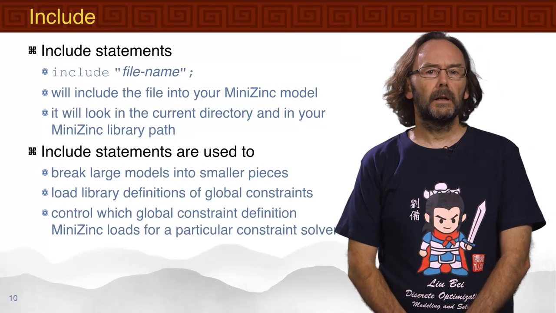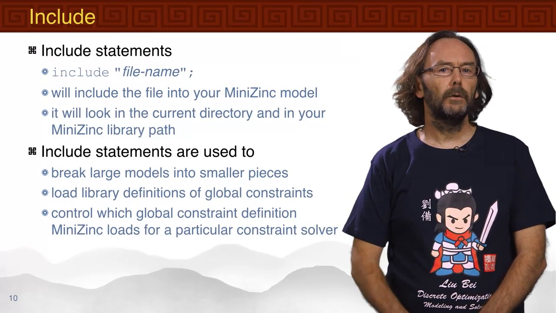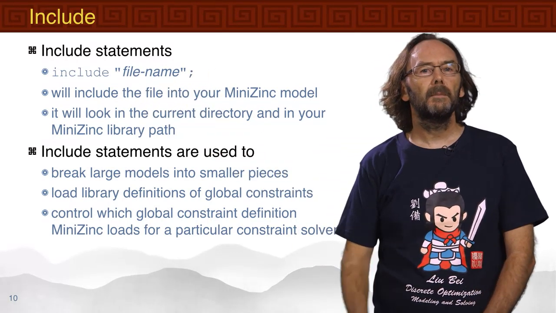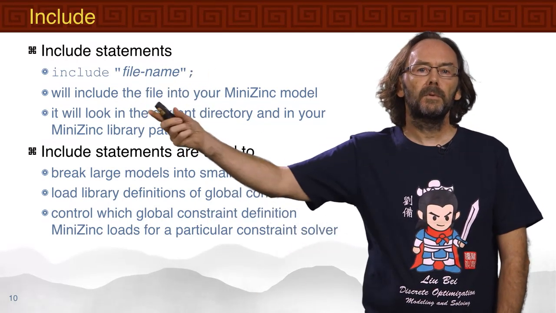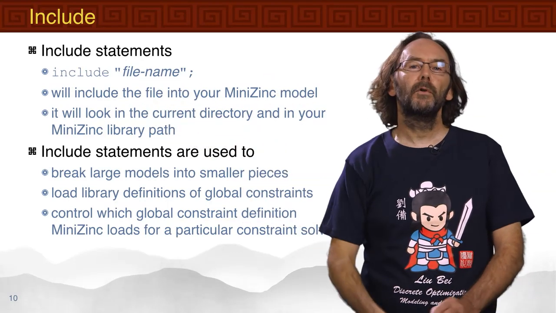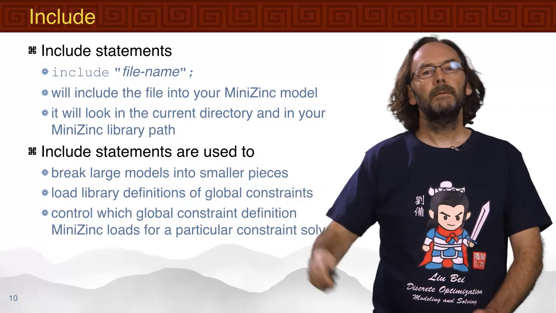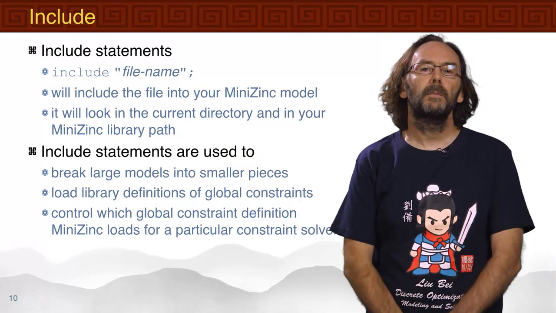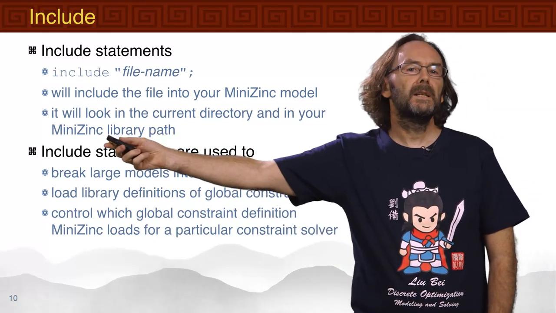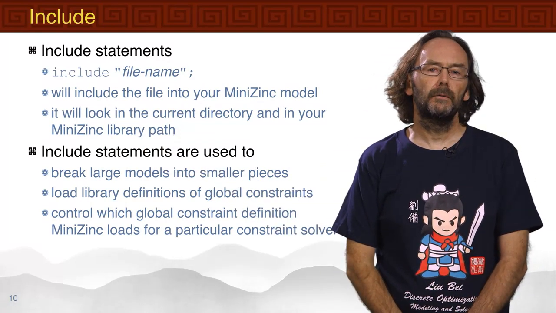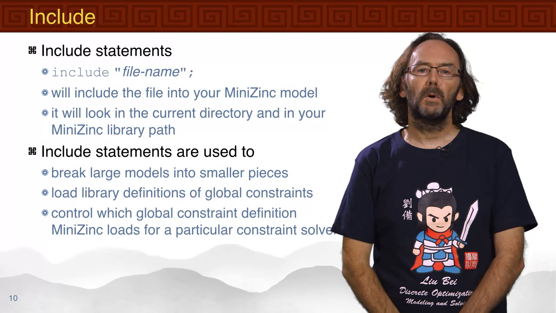We also saw an include statement here. Include just has include and then a file name. That's all you need for the include statement. Basically it takes the contents of this file and imports them directly into your MiniZinc model. It'll look in the current directory, so you can use it to break a model into parts, or it'll look in the MiniZinc library path, which is what we're doing here, finding the definition of all different and including it in our model.